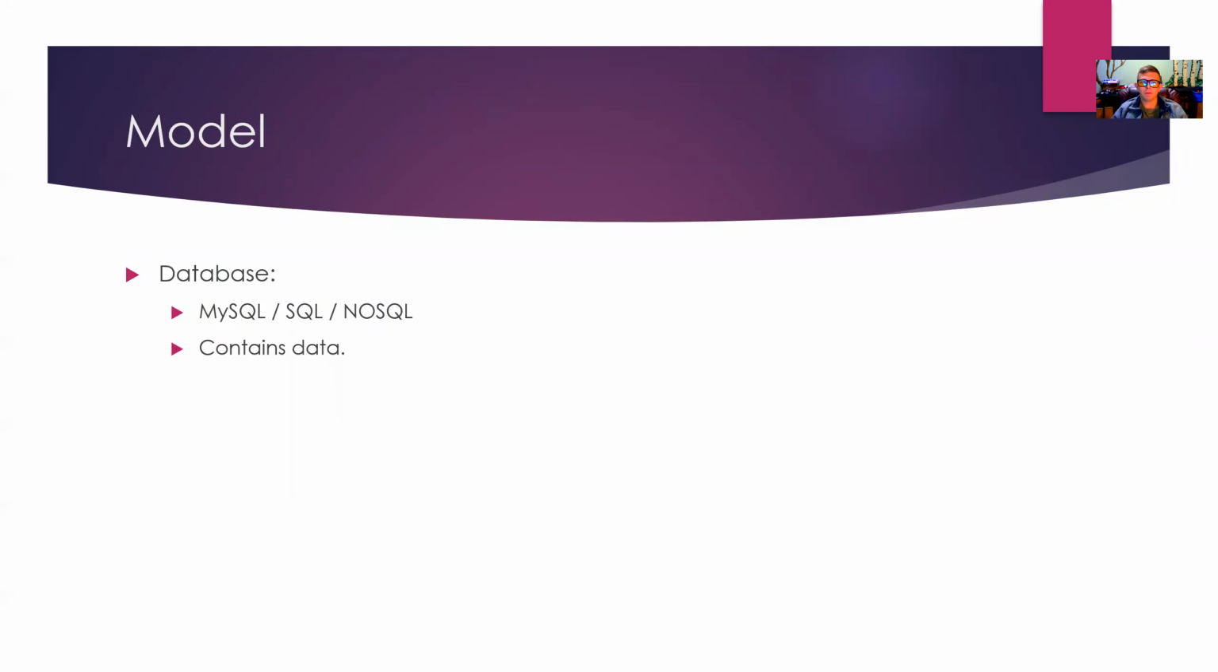M stands for model, which is typically a database that contains information. It's written with languages such as MySQL, SQL, NoSQL, whatever. There are many languages to store data. The model is simply the item that holds all of that information. It contains all the knowledge within.